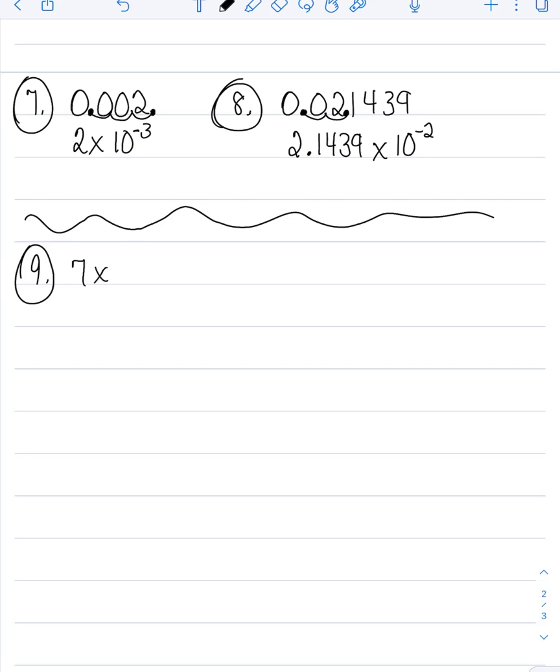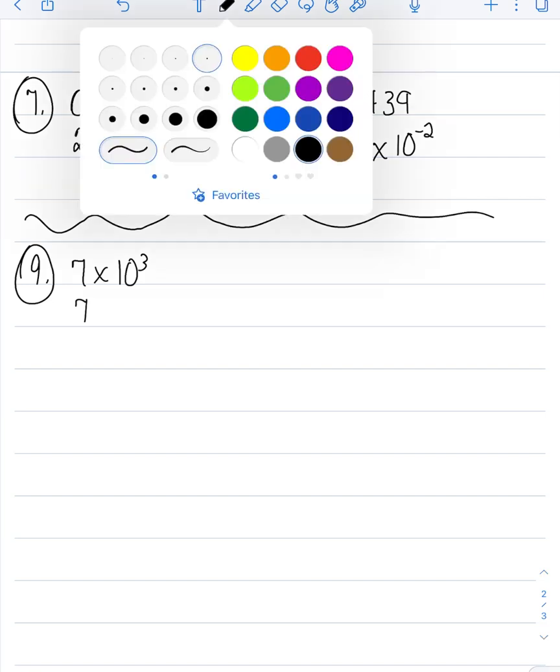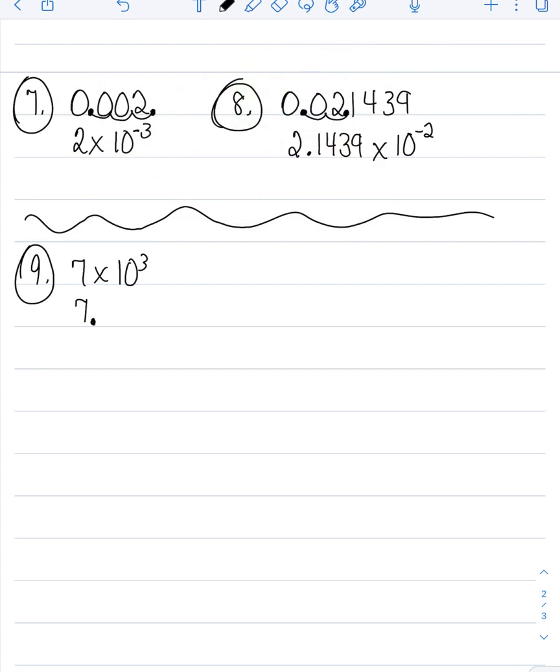So let's do the first one, 7 times 10 to the 3rd power. So a couple of things you have to decide or do. First, you want to write the number that's in front of the times 10. Whatever it is, you write it. The next thing you want to do, if you don't already see the decimal, write the decimal. Next, you want to look at your exponent. The exponent is going to tell you how many times to move your decimal and in what direction. So my exponent is a +3.